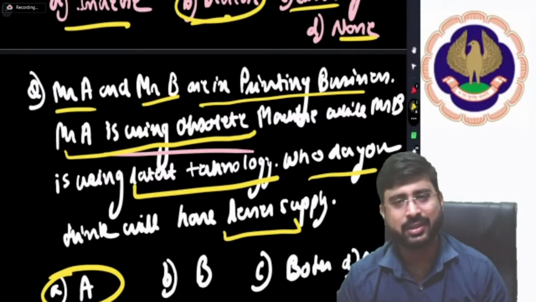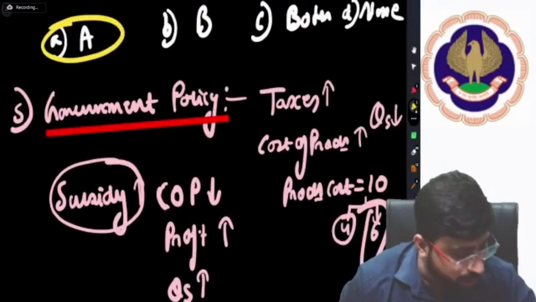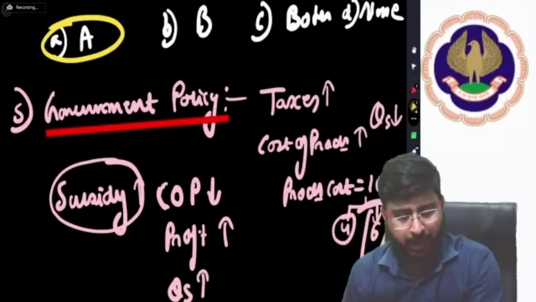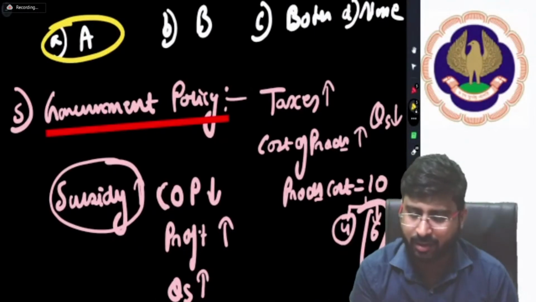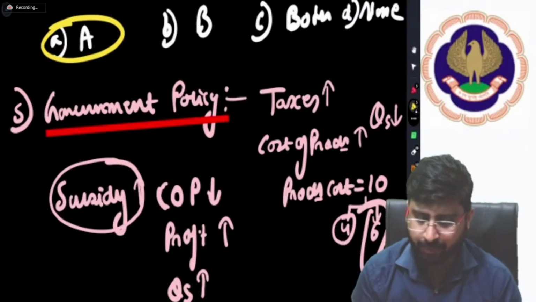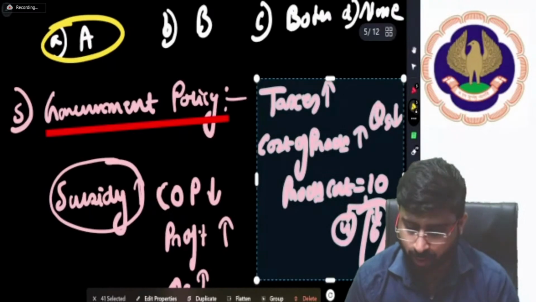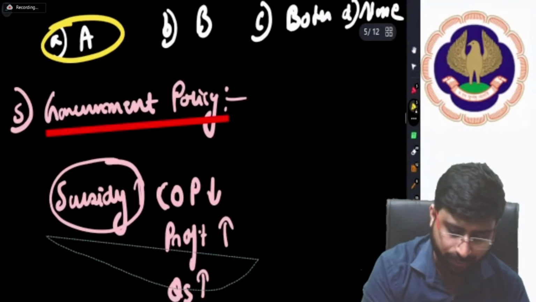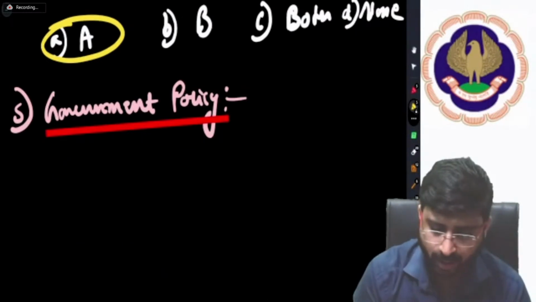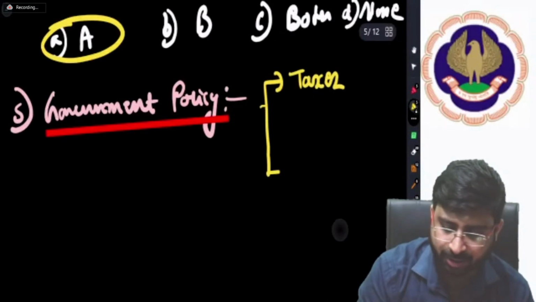Sir, we get it, sir. Now moving on, sir. Next point is government policy. Now pay attention, friends. Government policy can be divided into two parts. Let me explain to you each one of them. So pay attention and listen carefully. Government policies are divided into taxes, or government will give us subsidy.